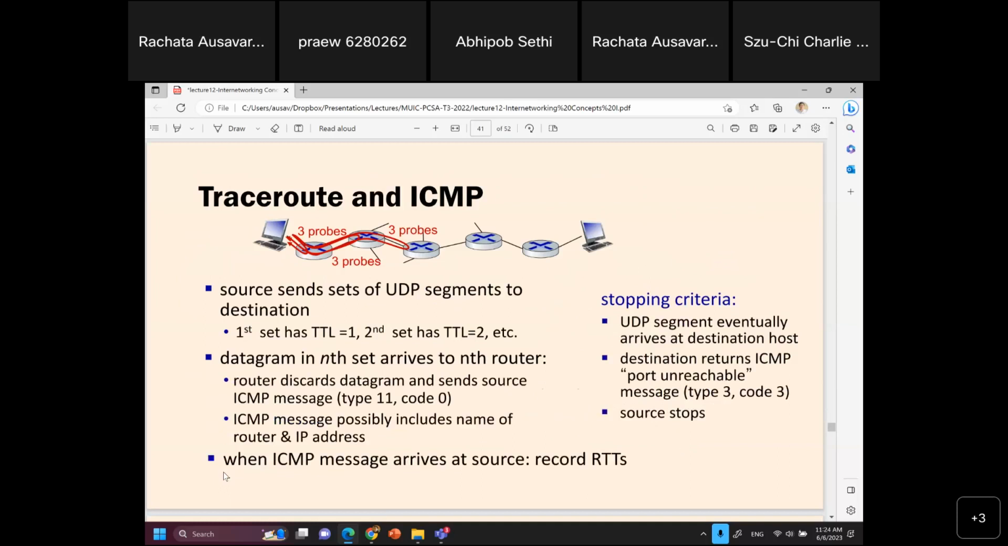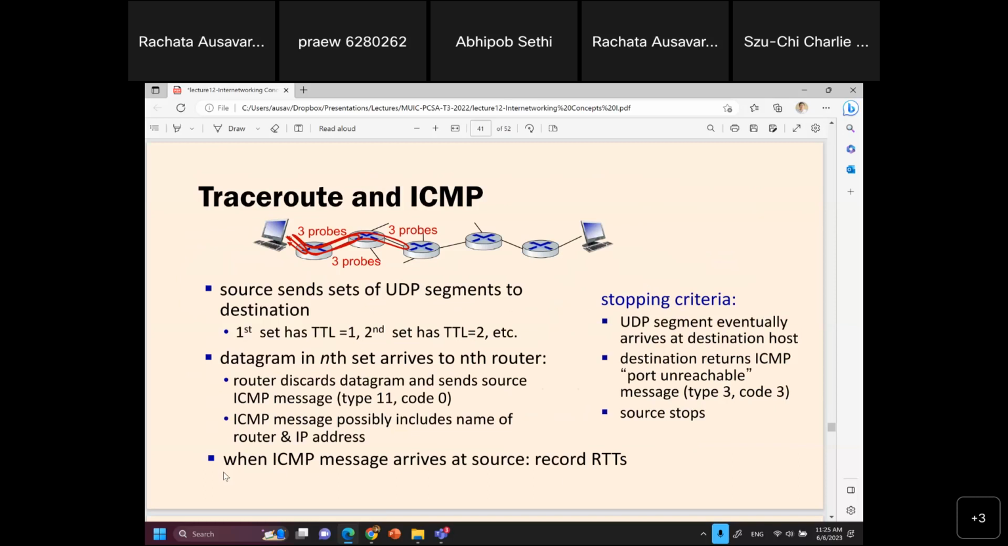The datagram is the end set, and the end set is defined by the TTL. The first set has a TTL of 1, maximum hop of 1. The second set has 2, the third set has 3, so the n set would have n maximum hops.